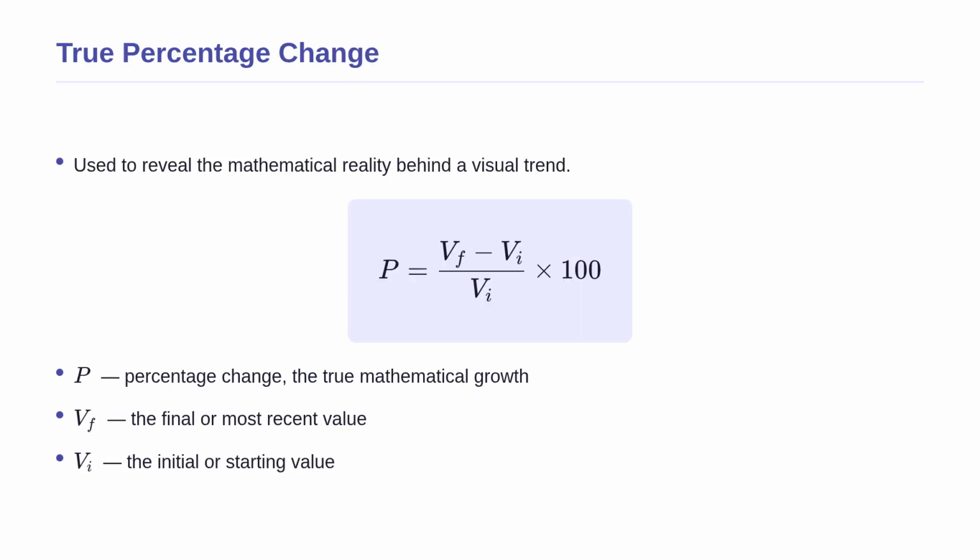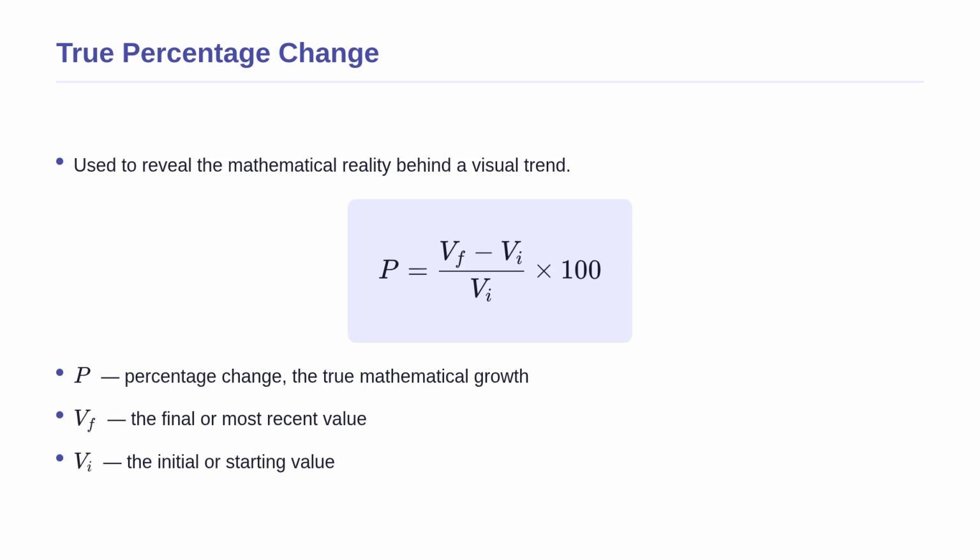To expose a misleading graph, we often need to calculate the true mathematical reality behind the visual. We do this using the standard formula for percentage change. Conceptually, this formula finds the absolute difference between two numbers and expresses it as a fraction of the original starting point. In this formula, P represents the percentage change.